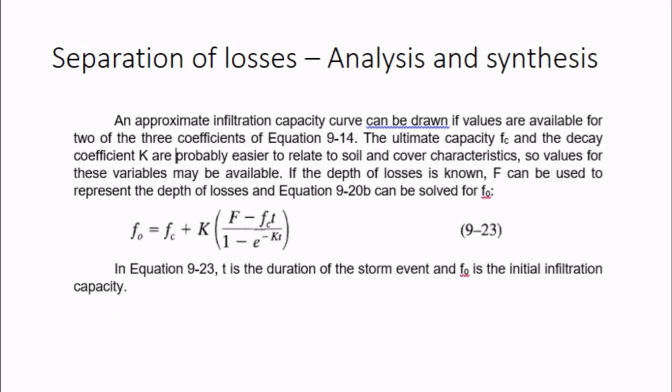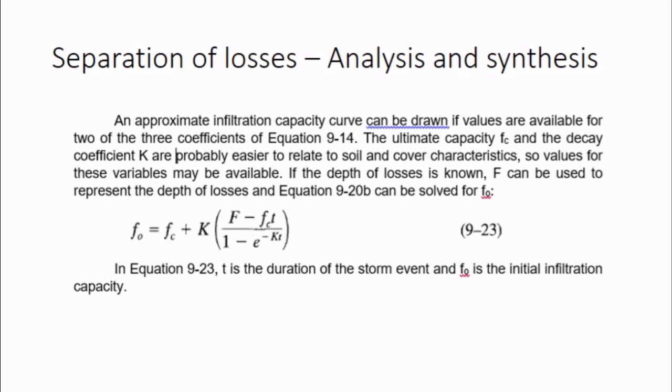Analysis and synthesis, an approximate infiltration capacity curve can be drawn if values are available for 2 of the 3 coefficients of equation 9-14. So, yung 9-14 yung Horton. So, the ultimate capacity F sub C and the decay coefficient K are probably easier to relate to the soil and cover characteristics. So, values for these variables may be available. If the depth of losses is known, F can be used to represent the depth of losses, and equation 9-20b can be solved for F sub O. Yan. In equation 9-20, the duration of the storm event and F sub O is the initial infiltration capacity.